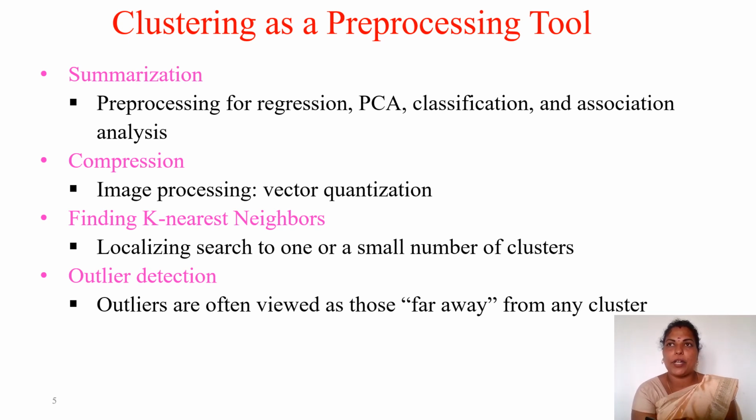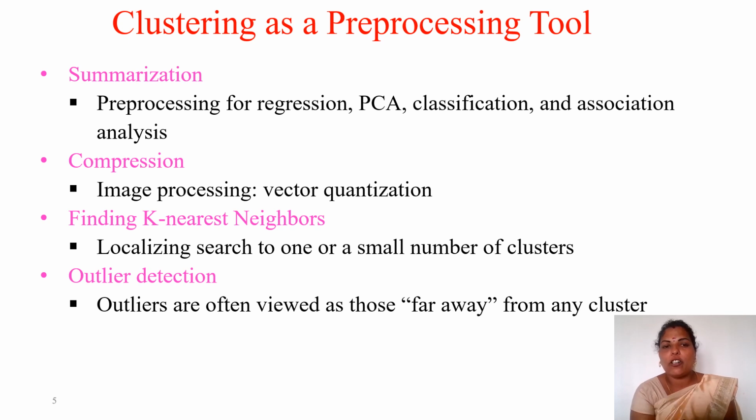Then in principal component analysis, for some classification task also, first we have to group, then we can perform classification. That is also possible. Then in association rule analysis also, this clustering can be used as a pre-processing tool before performing the analysis. So in order to summarize the data, clustering can be used as a pre-processing tool. Then in order to do compression, clustering also acts as a pre-processing tool in image processing and all.